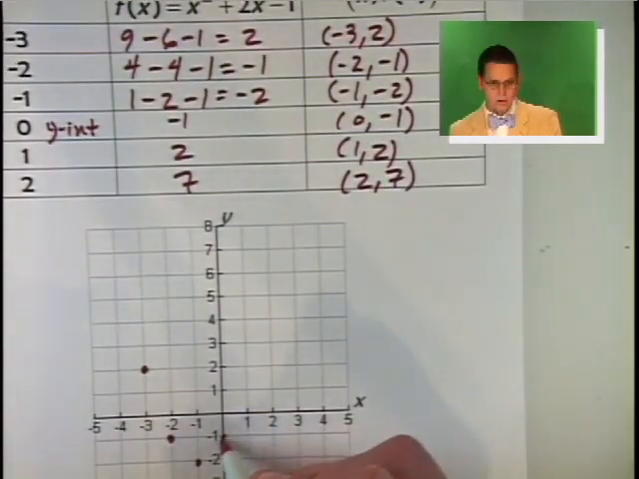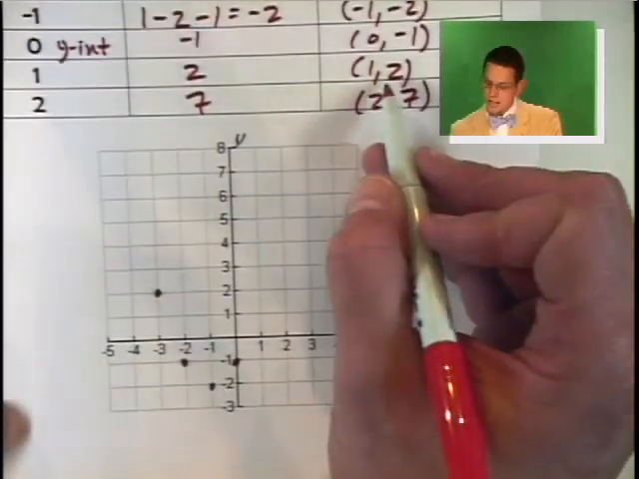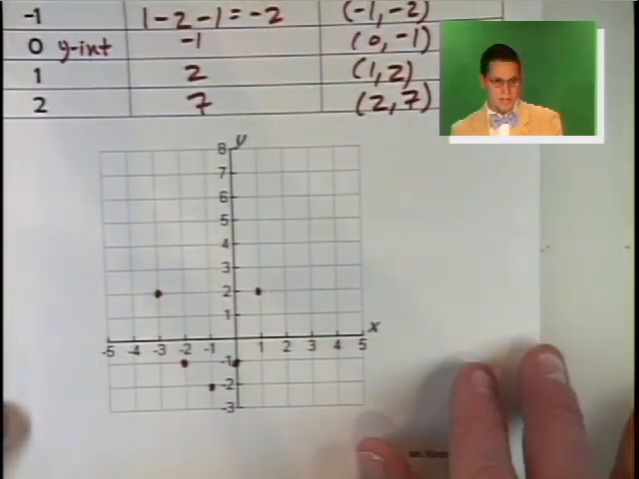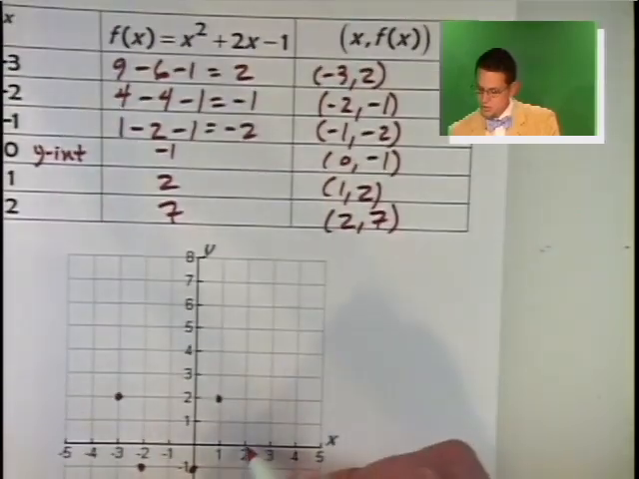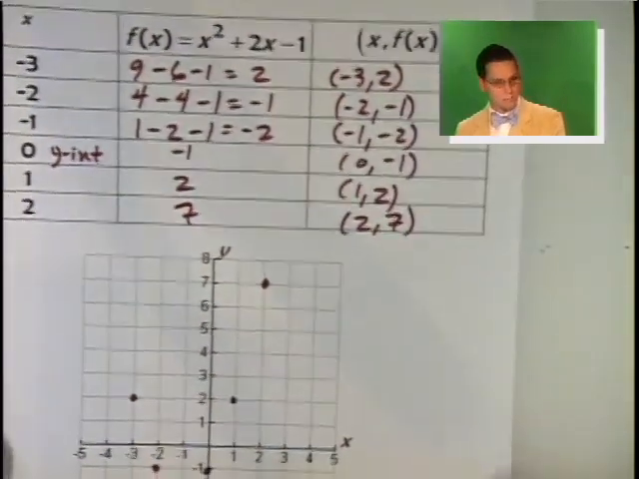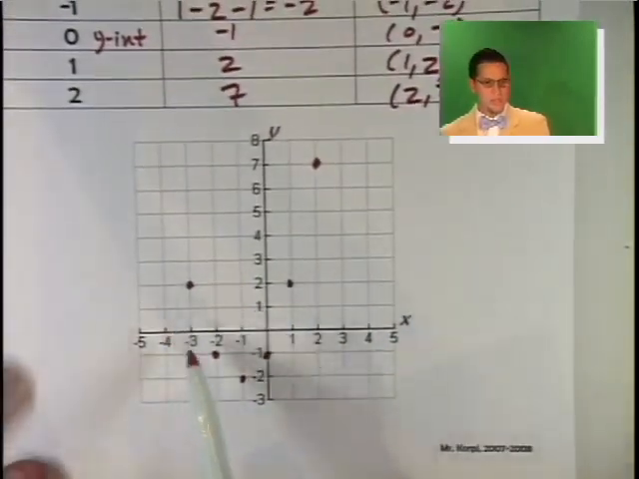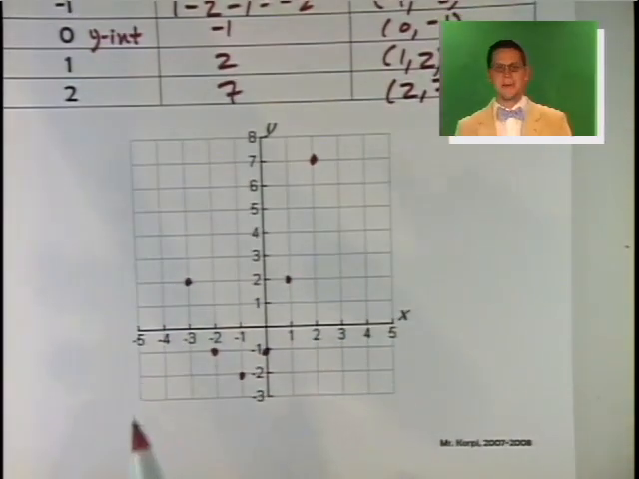(0, -1) is right there. And then I have the point (1, 2), which is there. And then I got the point (2, 7), which is way up here. Okay? Now, do you notice anything about these points? If I was to connect them, it would form a nice smooth curve.